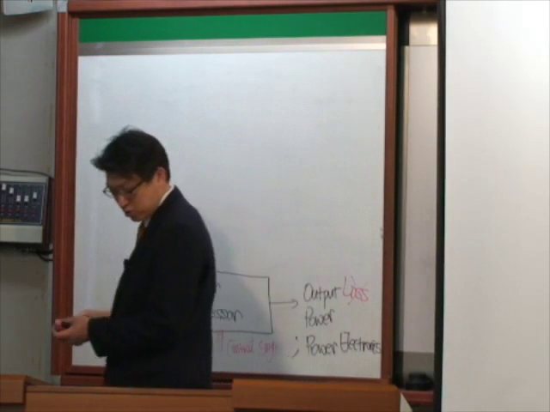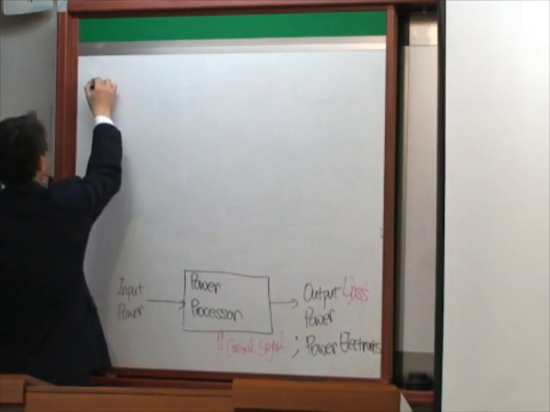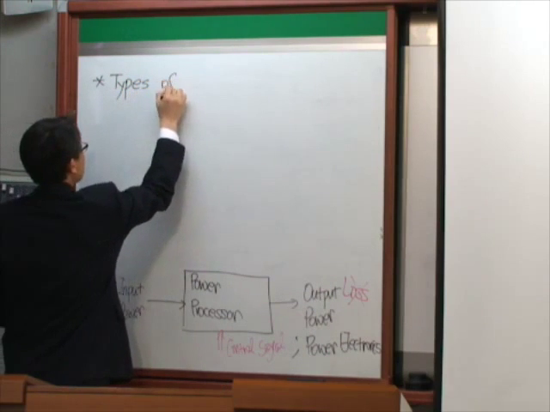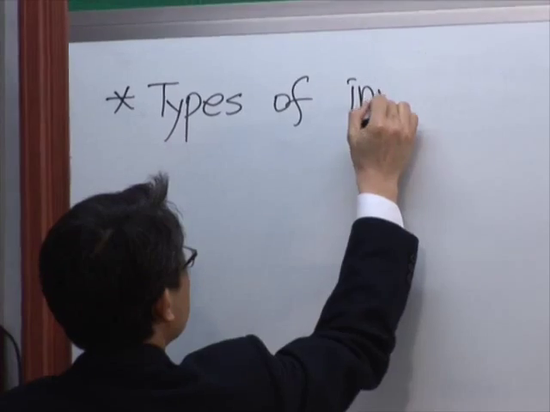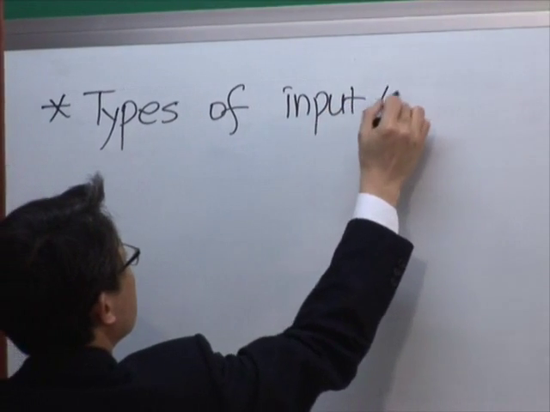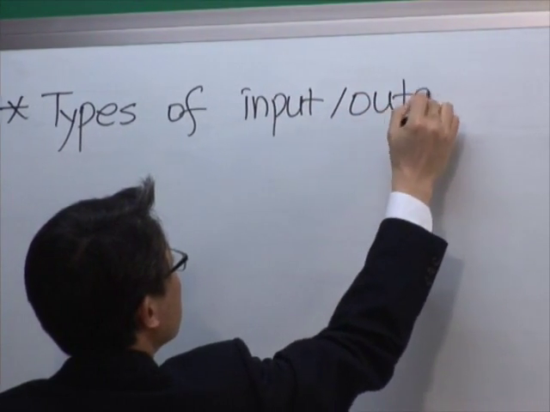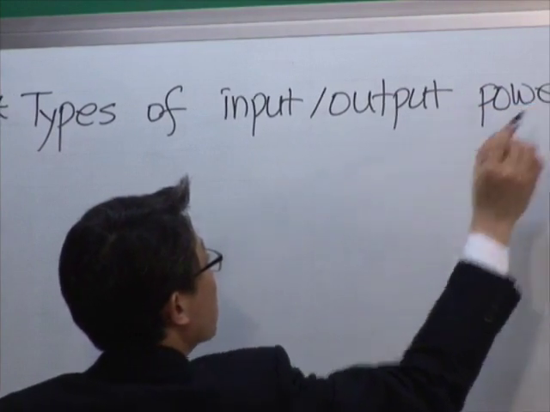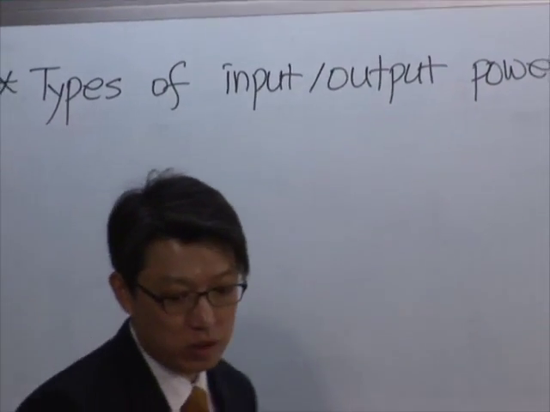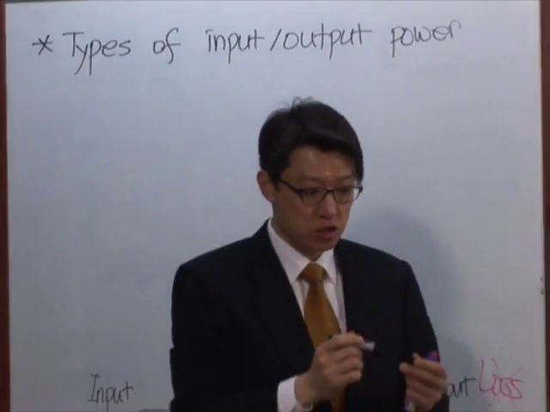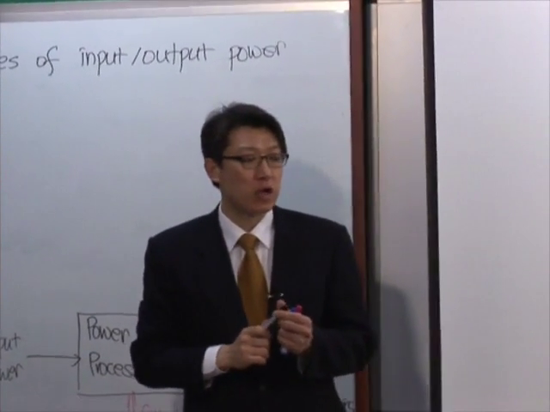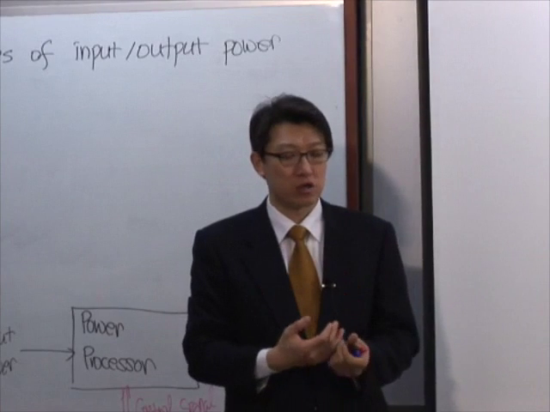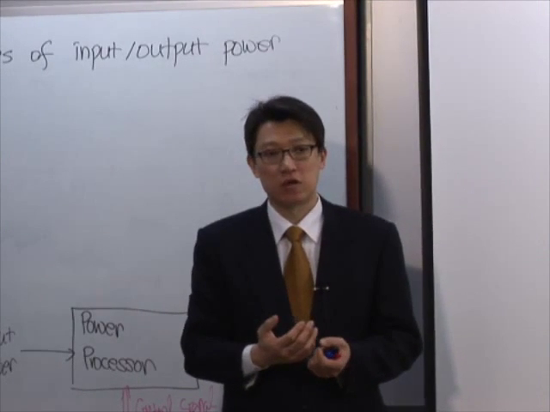So, types of input-output power. What do you mean by types? What do I mean by types? Types means what should we change, what should we transform, what should we convert? Okay.